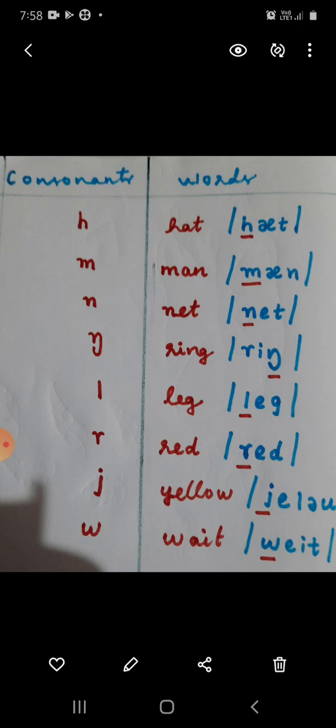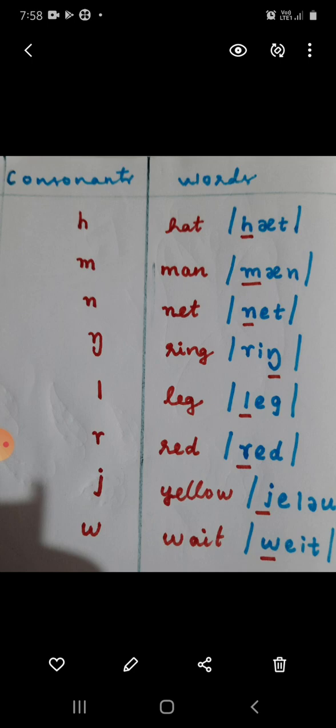So now there are 8 more sounds that we have to study, and with that we'll be ending this portion. Okay, so let's begin. Are you all ready for that? Today the first sound that we are going to deal with is the h sound.